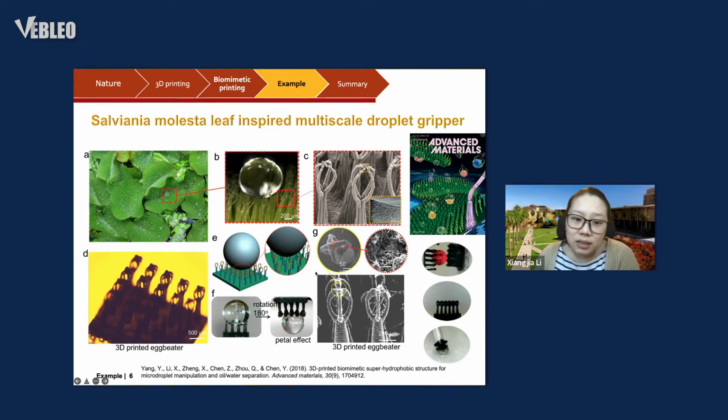So we add the carbon nanotube, and we found we can print such a superhydrophobic structure, but it can grab the water due to the nanoscale hydrophilic carbon nanotubes. Based on these printed structures, we can do the liquid separation, the water-oil separation, and also we can remove the oil from the liquid.